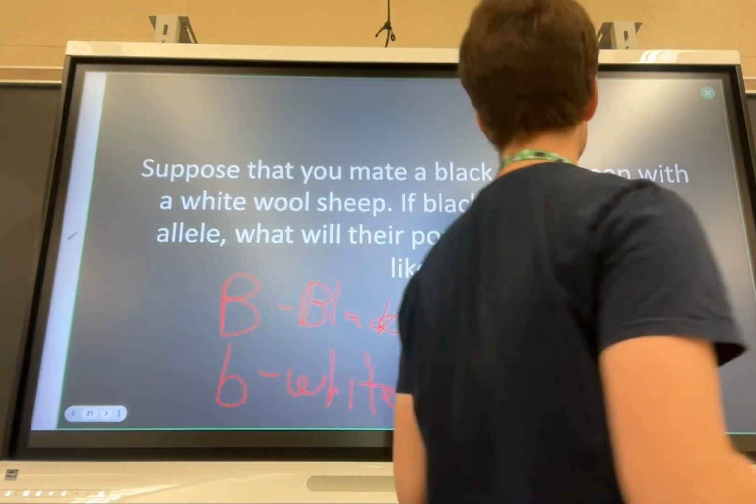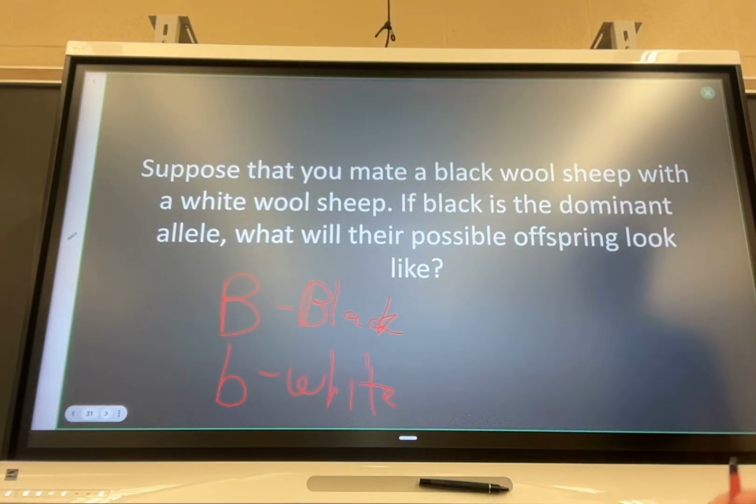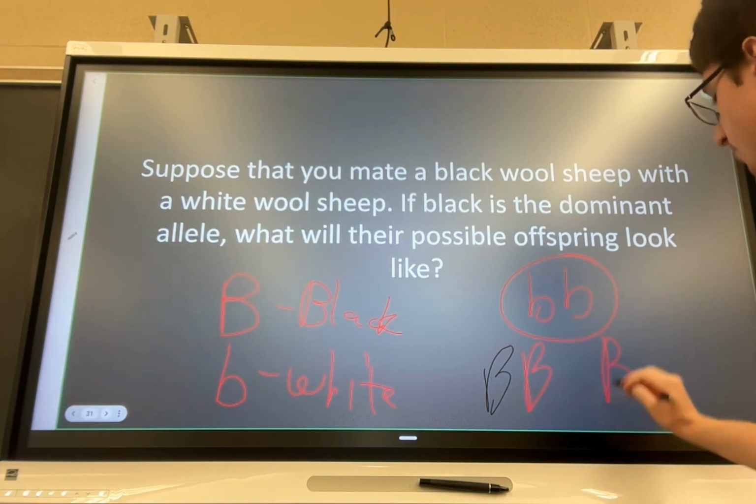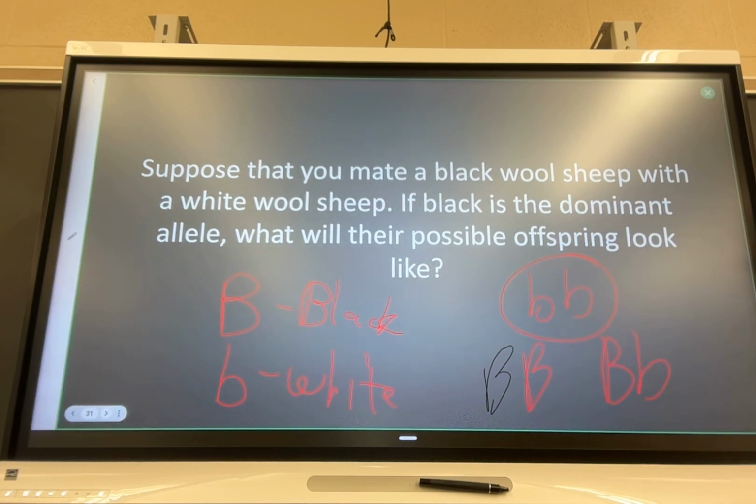So we have a black wool sheep and a white wool sheep. We know that if the sheep has to be white, it has to be double recessive. So our white wool sheep is going to have this genotype, little b, little b. Black wool sheep, however, has 2 potential options that you could have come up with. Since this is complete dominance, as long as it has a dominant trait, it will be black. So we could have either big B, big B, or we could have big B, little b. We could have a homozygous dominant, or we could have a heterozygous with the dominant trait.